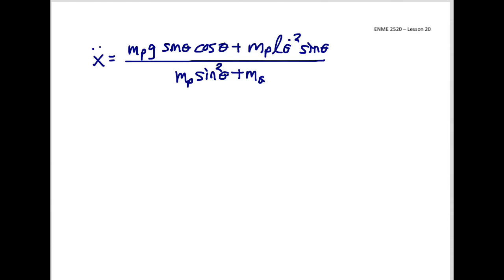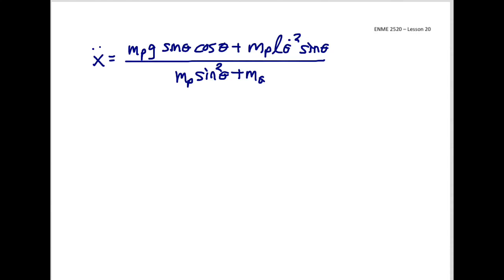So x double dot is equal to this expression in which the mass of P multiplied times g sine theta cosine theta plus mass of P L theta dot squared sine theta divided by the quantity the mass of P sine squared theta plus the mass of Q. This is a big expression for x double dot, but you should see things in here that you recognize. When you see this L theta dot squared, you should recognize that that looks a lot like a centripetal acceleration, and then we've got our force due to gravity on P, and then we're being scaled by these mass terms. And so you can see that what's happening here is we're kind of projecting each of these accelerations around onto this linear acceleration x double dot.